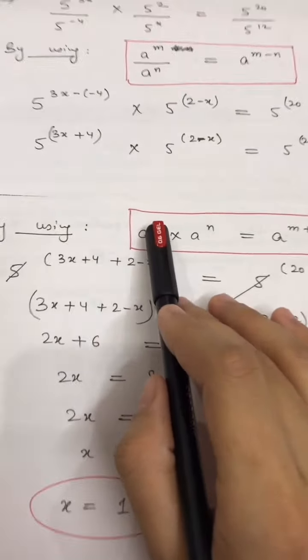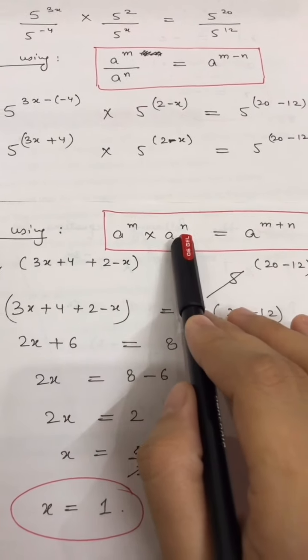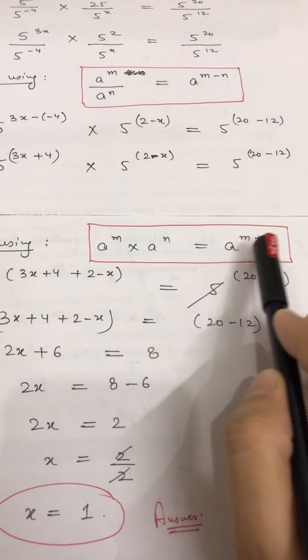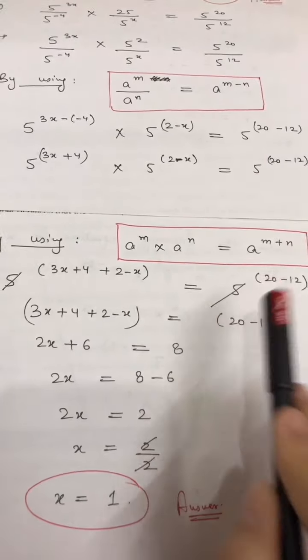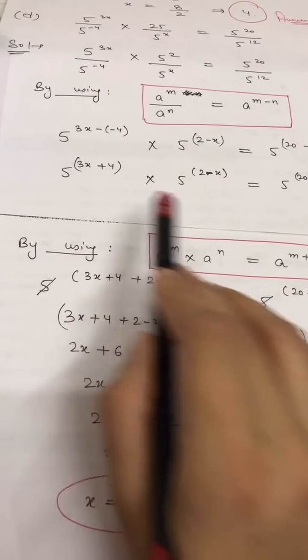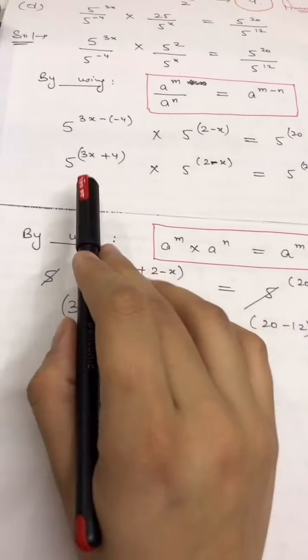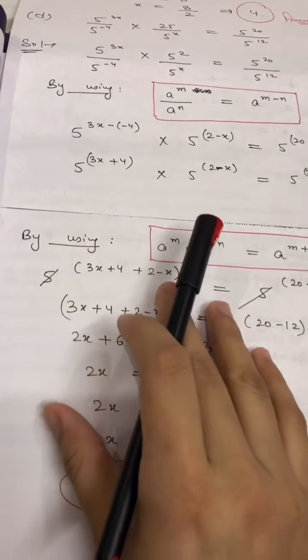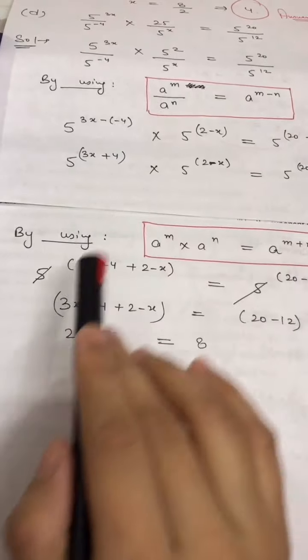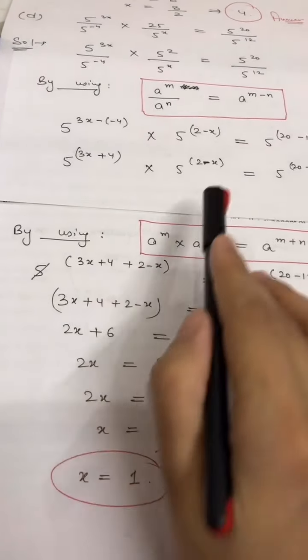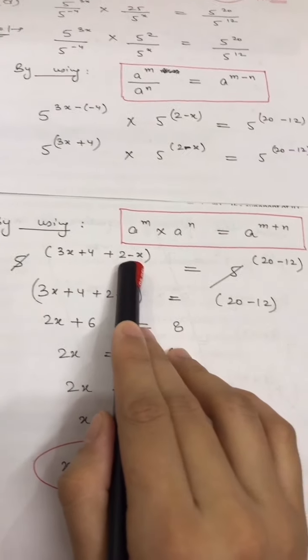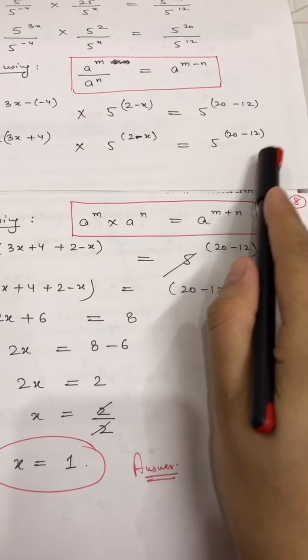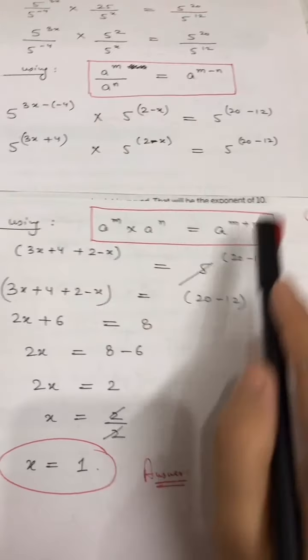A raised to power m multiplied by a raised to power n is equal to a raised to power m plus n. Right hand side will be as it is. On the left hand side I'm going to apply this law. Okay, so I'm going to write 5 one time, and the powers I'm going to add, both the powers, 3x plus 4 plus 2 minus x, is equal to 5 raised to power 20 minus 12.